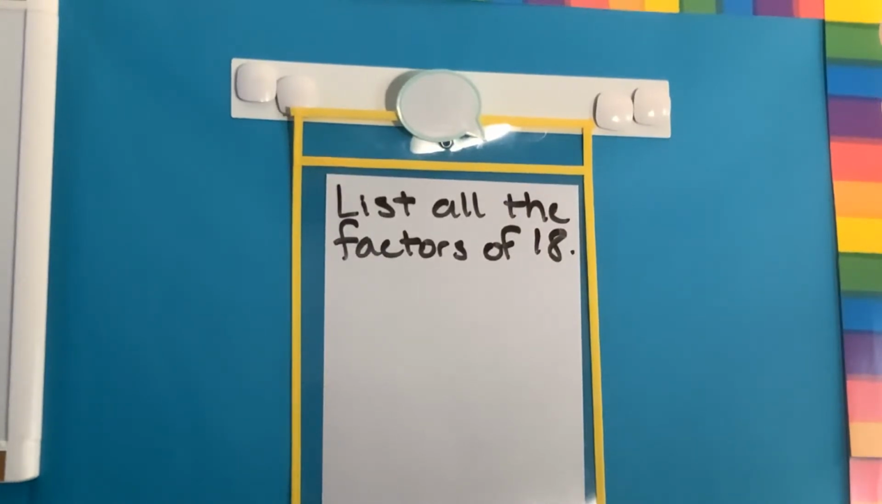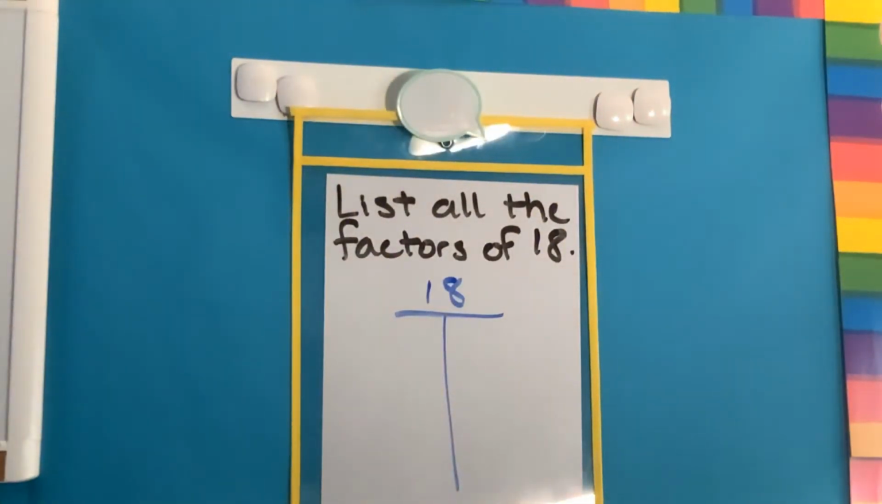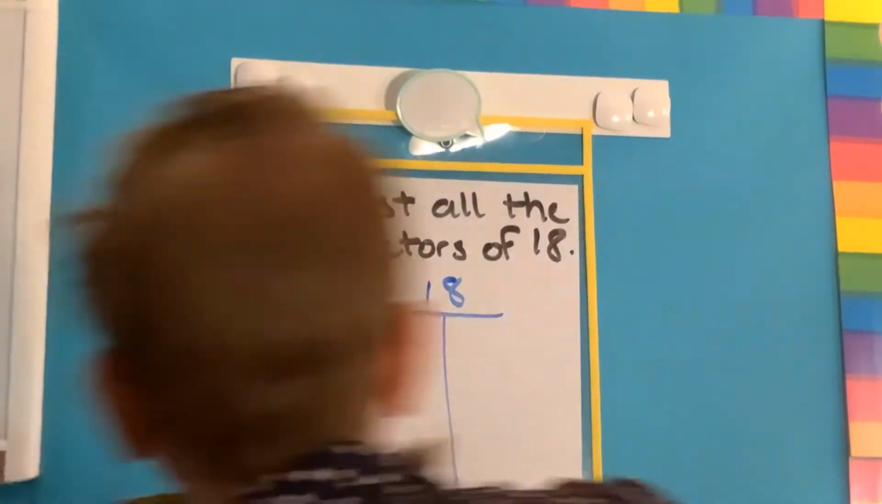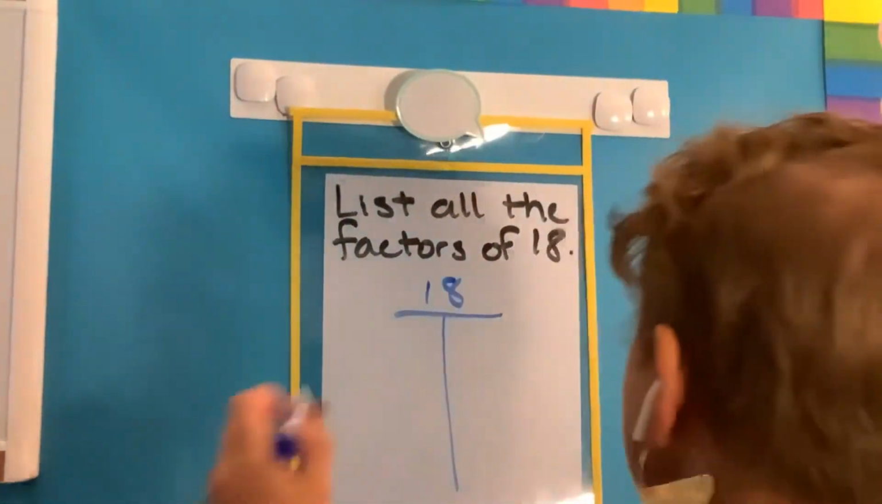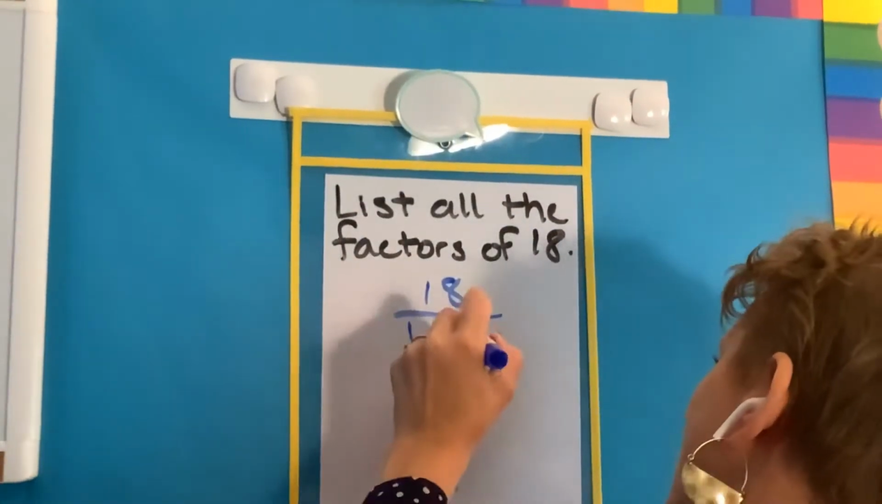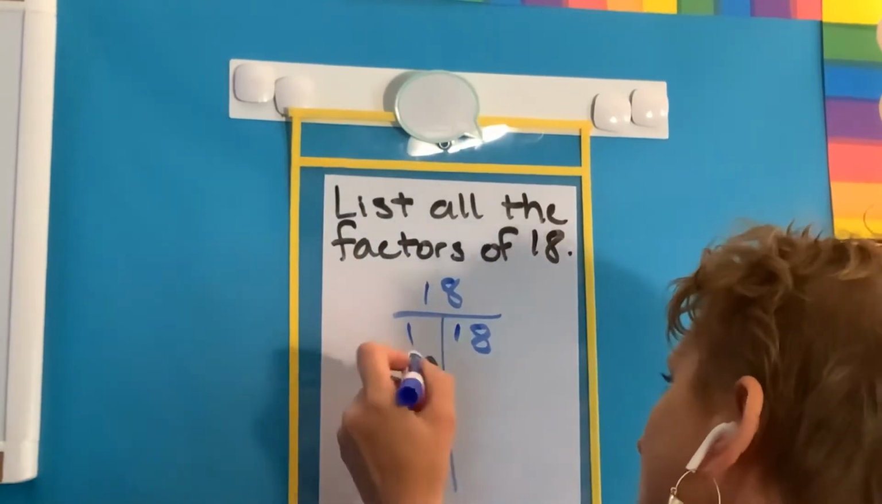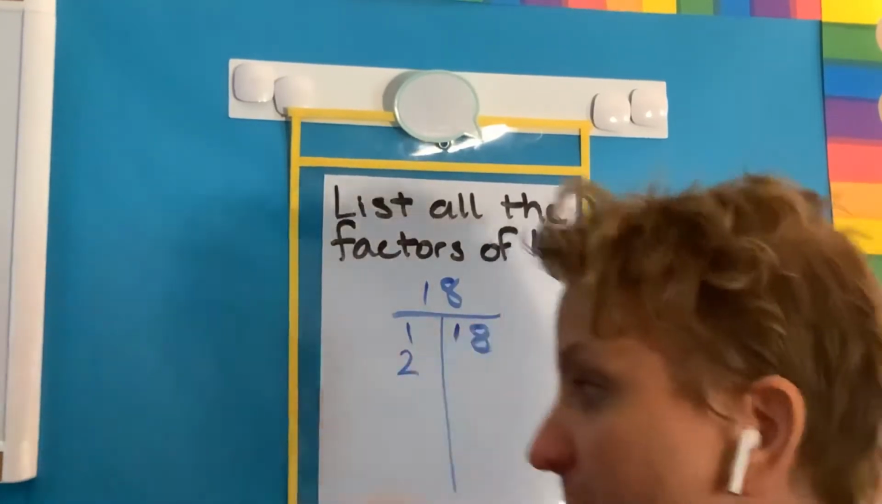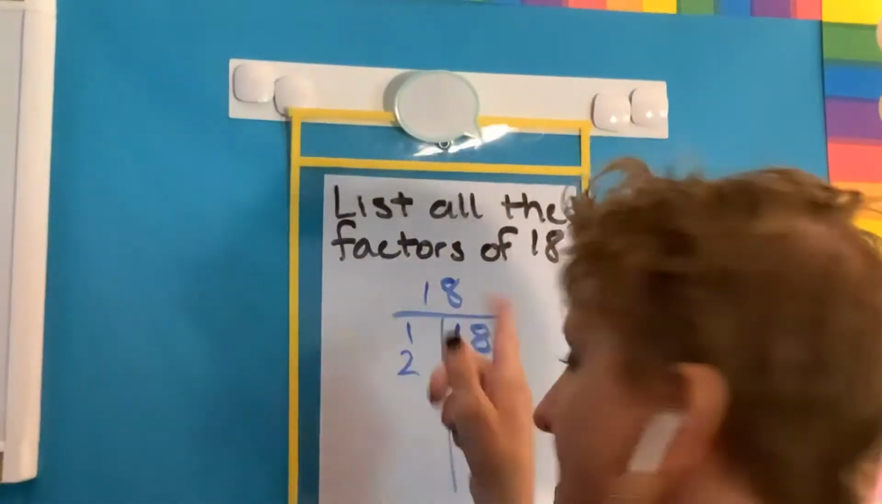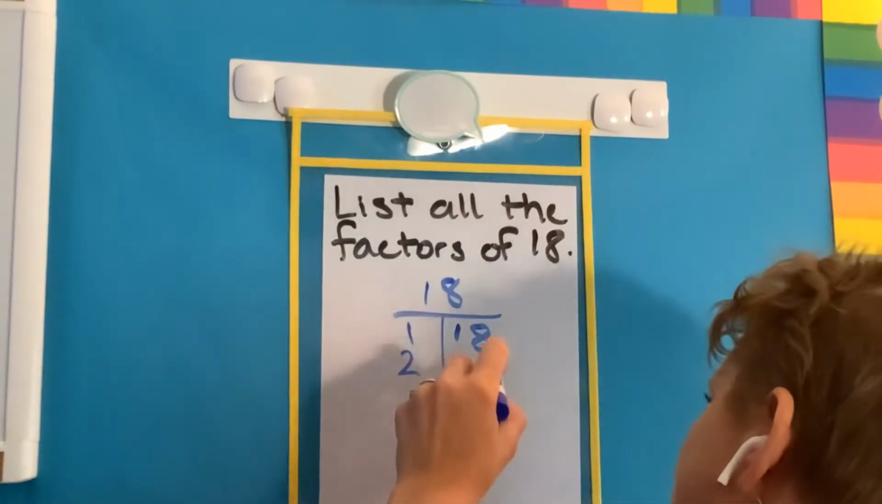Hopefully you remember, fifth graders, that our first step is to create our factor tree, okay? The first factor of any number is always going to be 1. And we want to create our factor pair. So 1 times what? 1 times 18, okay? We want to go in logical order, so we check 2 next, which we know 2 should be a factor because 18 is even, and even numbers are always divisible by 2. 2 times what is 18?